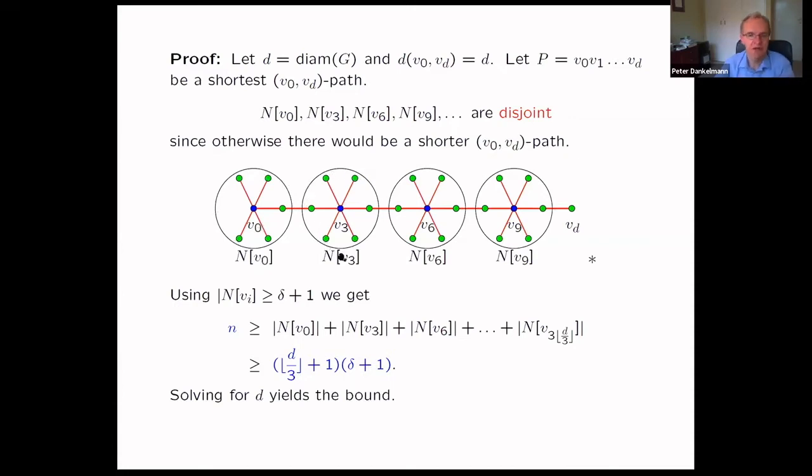And the important point here is these 2 sets, the closed neighborhoods of v0 and v3, are disjoint. If v0 and v3 had a common closed neighbor, then I would be able to get from v0 to v3 already in 2 steps. But I do need 3 steps because I picked every third vertex of my path. So similarly, the closed neighborhood of v6 is disjoint to the previous 2, and that of v9 is also disjoint to all the ones before. So these closed neighborhoods are all disjoint. And how many closed neighborhoods do I have?